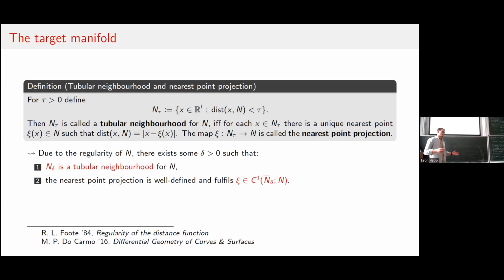And actually under this assumption that the target manifold is C2, it can be shown that there exists some delta such that this N_delta is actually a tubular neighborhood and the nearest point projection is well defined and loses one degree of regularity with respect to your target manifold. So it will be C1 on the closure of your tubular neighborhood. Okay, so here are the references: the monograph on differential geometry and a nice paper by Foote from 84 with three pages, which deals with these kinds of things.